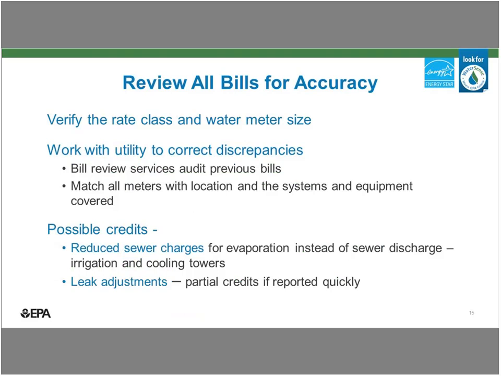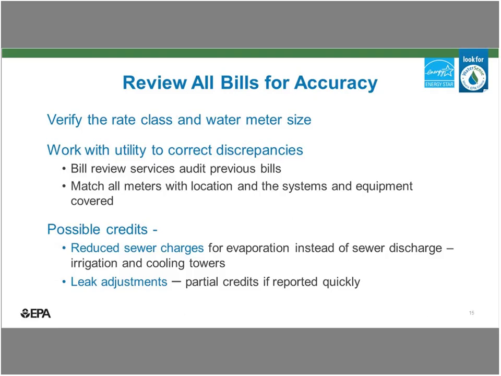And in most cases, if you find an issue or a problem, you can work with the utility to correct it. You may also want to consider hiring a bill review service to audit your bills from previous years. The auditor usually only gets paid a percentage of the overages that are recovered from the utility, so it can be a pretty low-risk investment, and it can be really helpful because not everyone has the time to do that. When you're looking at these bills, you also want to make sure you're matching the meters with the locations in your facility and what equipment is actually being fed by that water, so that you can get a handle on which ones are where.